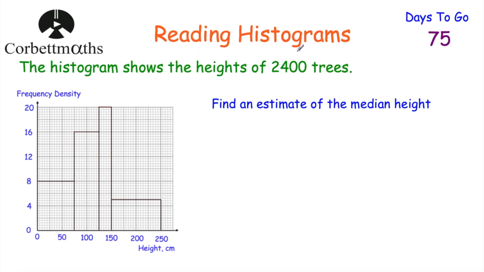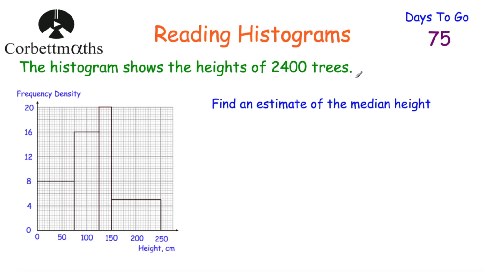And that's it. Now, in terms of reading histograms, sometimes we're asked to find an estimate for the median or lower quartile or upper quartile or interquartile range and things like that. In terms of finding an estimate of the median from a histogram, one approach would be to find exactly where you would draw a line down the histogram so that half of the squares would be to the left of it and half of the squares would be to the right of it. So that's one approach.